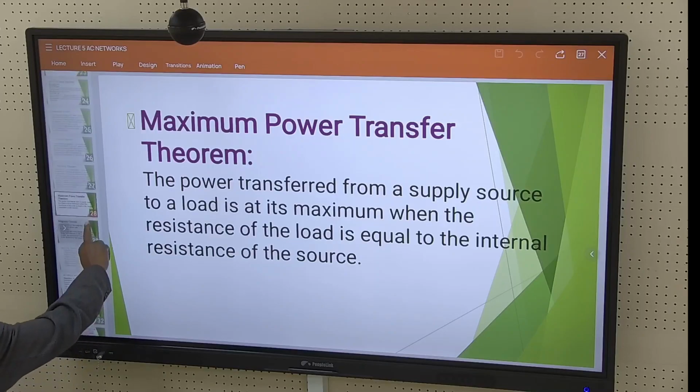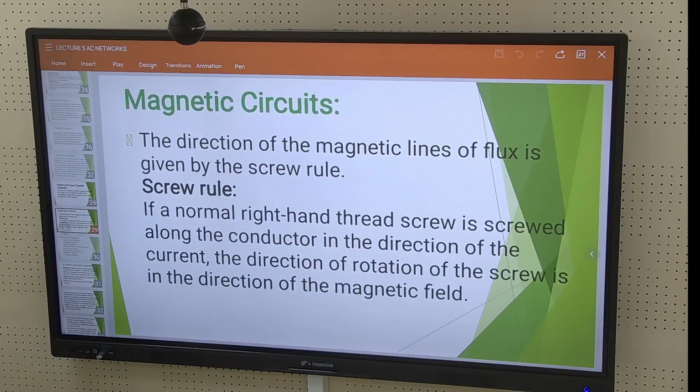Also, the direction of the magnetic lines of flux is given by the screw rule. Consider a screw drive: when you drive your screw, the direction of the screw drive is always clockwise. You turn clockwise, and the screw moves forward. So if a normal right-hand thread is screwed along the conductor in the direction of the current, the direction of rotation of the screw is the direction of the magnetic flux.